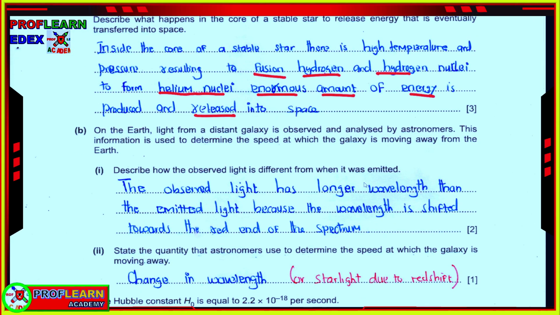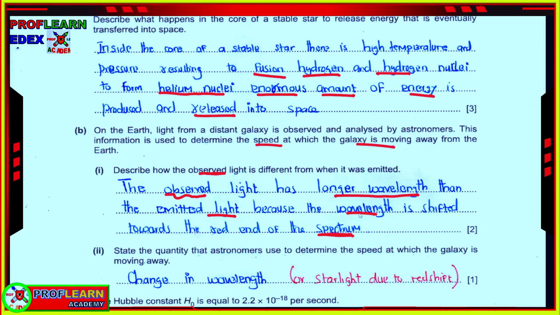Describe how the observed light differs from when it was emitted. We are told that on Earth, light from a distant galaxy is observed and analyzed by astronomers. This information is used to determine the speed at which the galaxy is moving away. So, to describe how the observed light differs from the light that is emitted, remember the light emitted will have a different wavelength compared to the observed light. So the observed light will have a longer wavelength than the emitted light, and this is because the wavelength is shifted towards the red end of the spectrum.